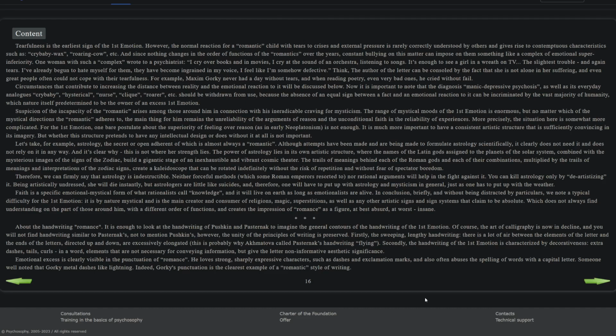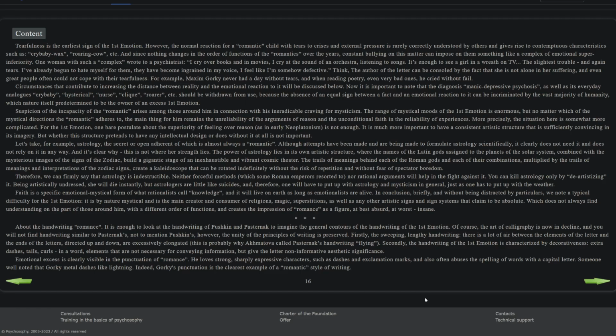Let's take, for example, astrology, the seeker or open adherent of which is almost always a romantic. Although attempts have been made and are being made to formulate astrology scientifically, it clearly does not need it and does not rely on it in any way. And it's clear why. This is not where her strength lies.